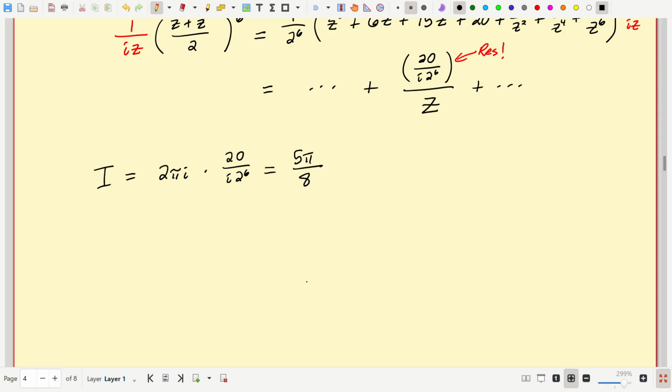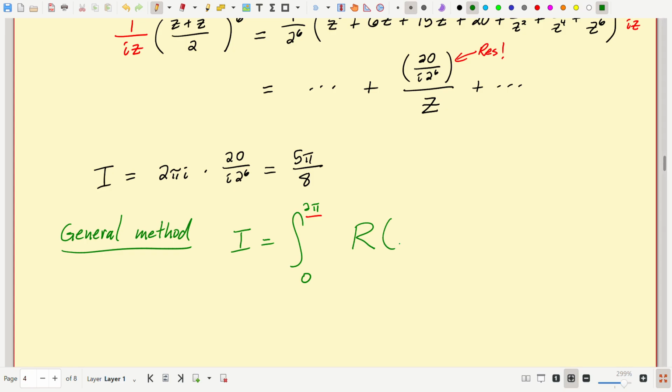Well, you can make a general method out of this. If I have an integral, the integral has got to go from 0 to 2 pi, so you can get the contour integral around the unit circle. And let's say I have a rational function of cosine and sine.